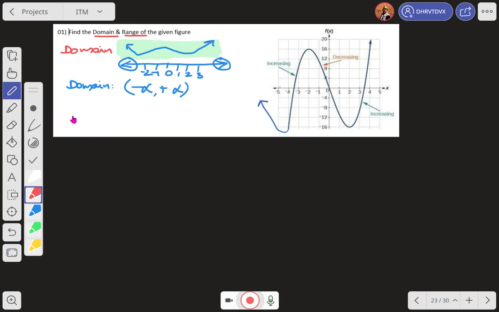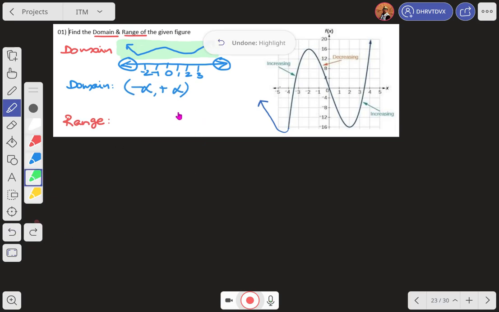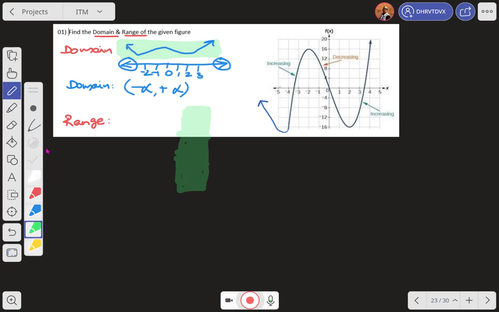Okay, now coming to range, we all know that range means we have to consider taking all the y values, right? So for all the y values, let me draw a bold y-axis, something similar to this one. The vertical one represents the y-axis, so I'm drawing the y-axis. Then let's try to accommodate the given diagram on this one. So it's something like a W shape, right?